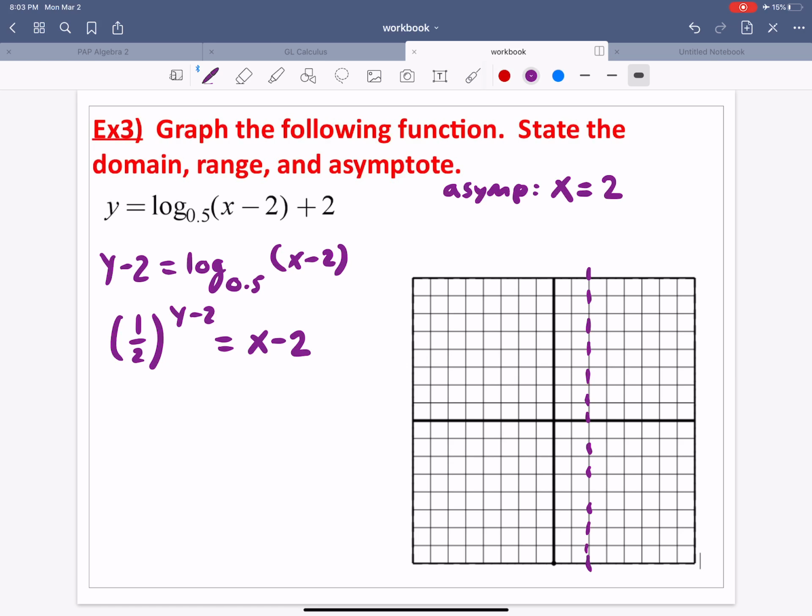So now that you've rewritten it as an exponential, what we're going to do is select some y values and figure out the corresponding x values. What I do first is pick the y value that makes the exponent equal to 0. So that'd be y is 2. When I plug a 2 in for y, 2 minus 2 is 0. 1/2 to the 0 is 1. And then I add this 3 to the other side, I get x equals 3. So when y equals 2, x equals 3. 1, 2, 3, 1, 2. Plot those points. Okay, so let's pick another y value.